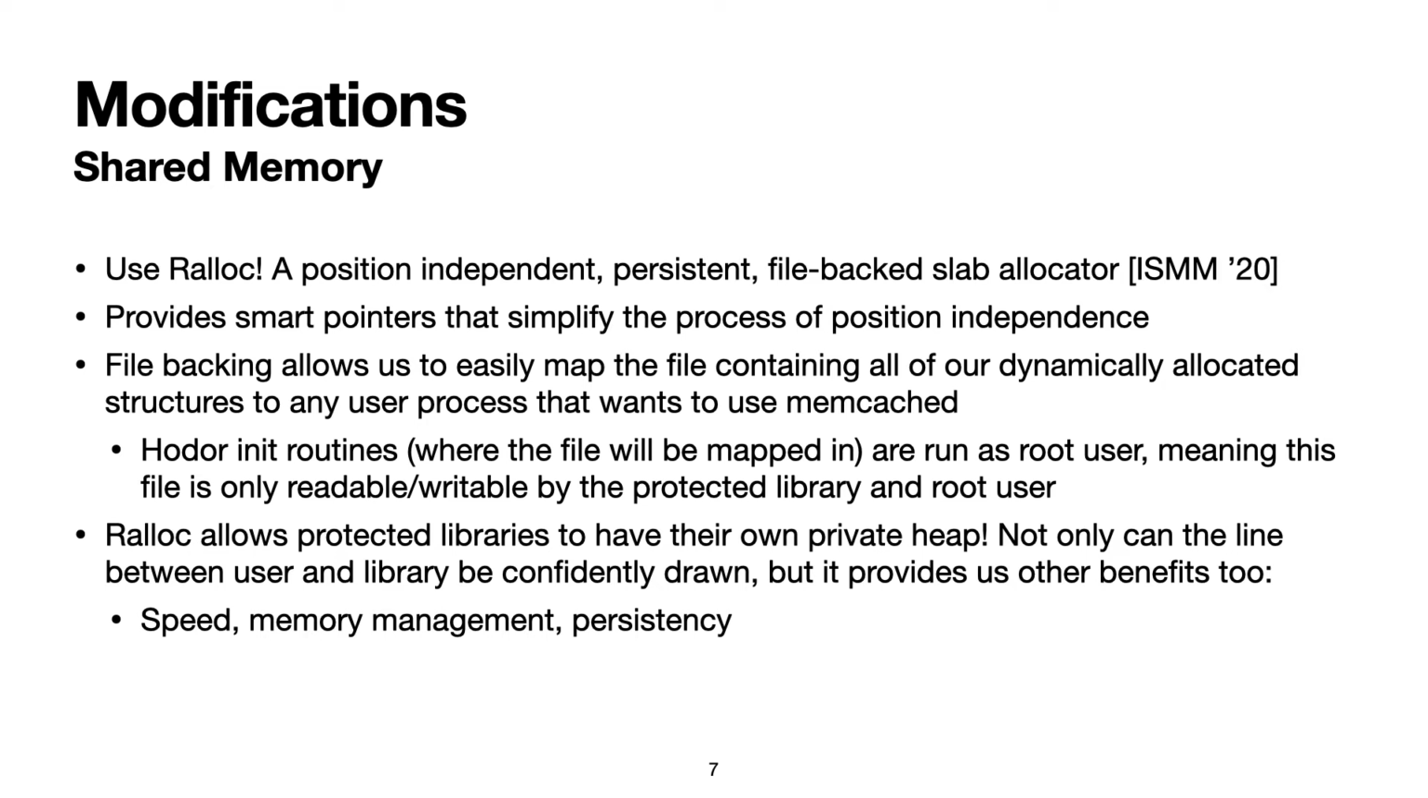One difficulty with shared memory is that it's not entirely easy to do memory allocation in a shared segment across multiple users of that shared memory. Luckily, we have Ralloc, a memory allocator that gives us all the properties we need to make memory allocation in shared libraries simple. First, it provides utilities such as smart pointers that allow us to make Memcached position independent without rewriting our whole code base. Second, it places all allocations into a file, allowing us to easily map it into a user address space without the need for classical shared memory utilities.